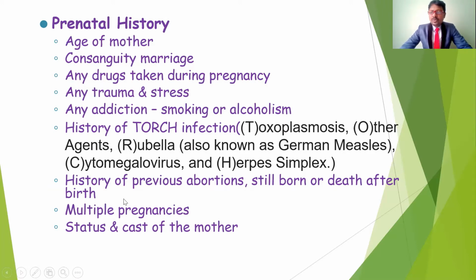So that's why we have to take the history from the mother: any history of previous abortions, or deaths after birth, or any multiple pregnancies. Sometimes with many or multiple pregnancies, there is no gap between one pregnancy and another. So these types of problems may lead to cerebral palsy.